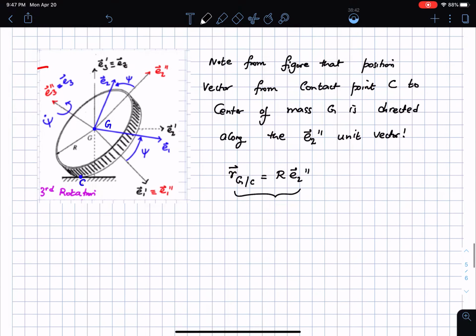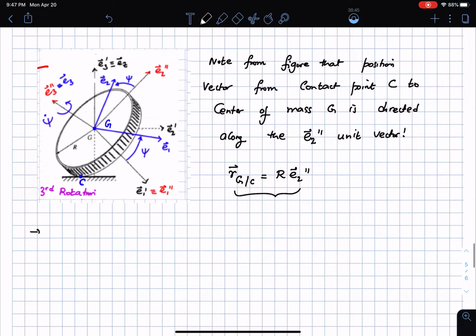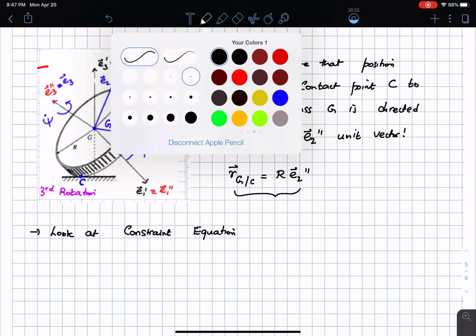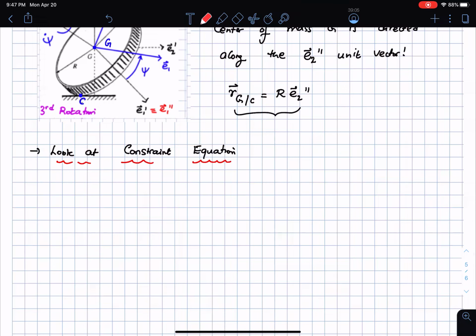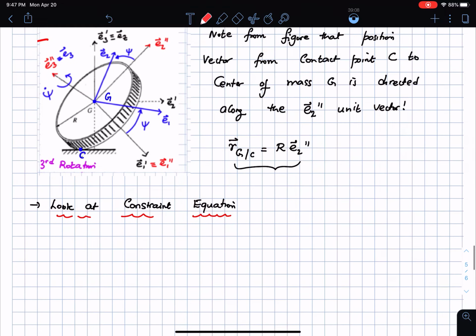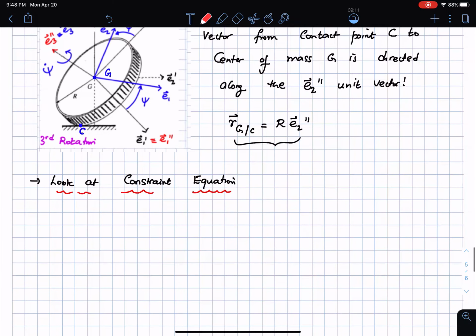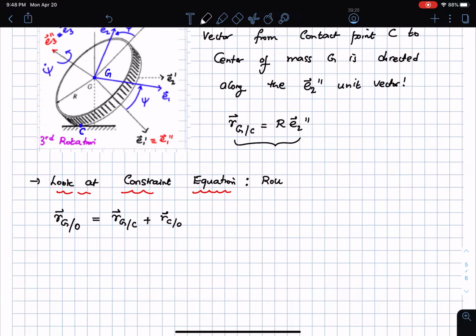Now I'm going to make use of the constraint equation. This is the next key step. Once we do this, we are almost on our way to calculating the equations of motion of this entire thing. Before that, I have to write the velocity of point G with respect to a fixed point. I start off by saying that r of G slash O is equal to r of G slash C plus r of C slash O. And the constraint equation is that it is rolling without slip.